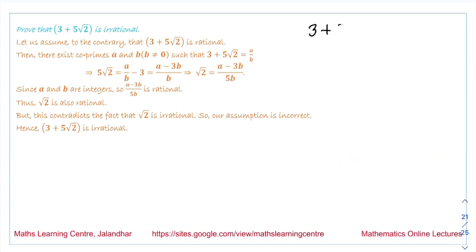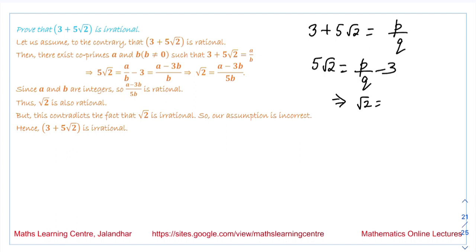So suppose it is a rational number. So we will have some p and q which are co-prime and q is not equal to 0. p and q are integers. So we can write this number in the form of p by q. So what we get from this is 5 root 2 is equal to p by q minus 3. So this implies root 2 is equal to p minus 3q over 5q.